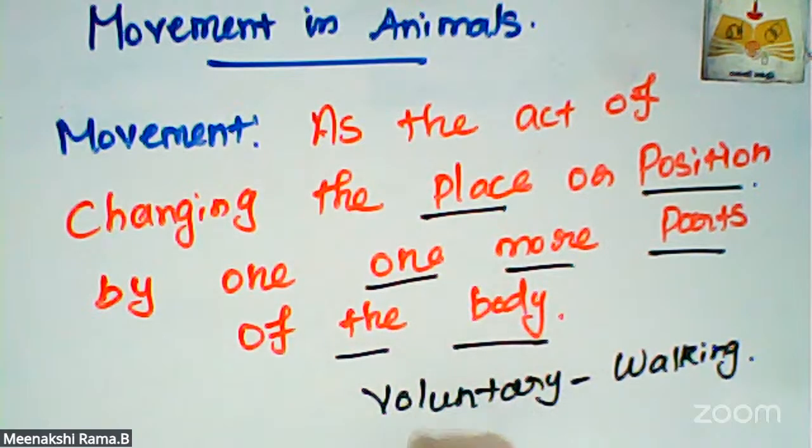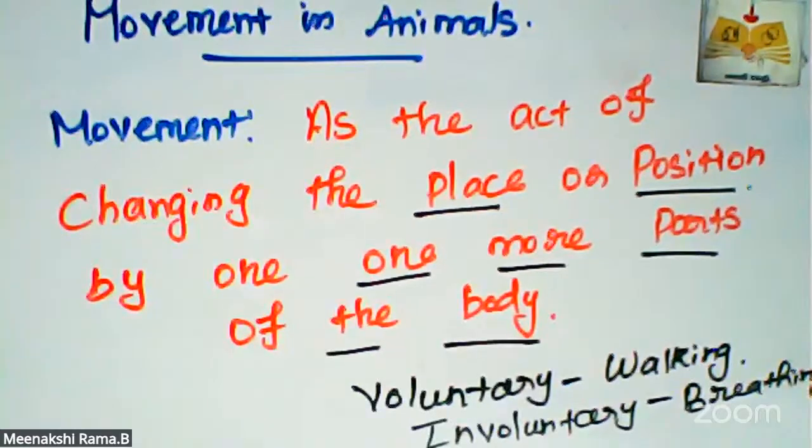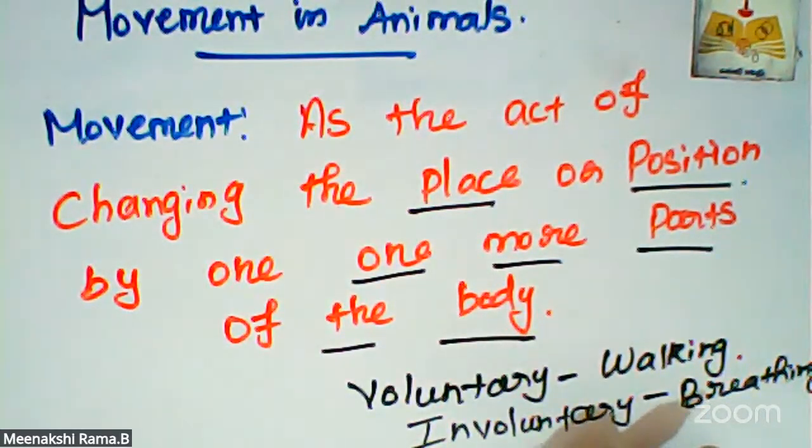And then another one is involuntary. Involuntary action means breathing. Breathing is an example of involuntary actions. Without our permission, the breathing process starts from the minute of our birth till the end. We can't control the breathing action. Is it or not? Yes, that action is called involuntary action.